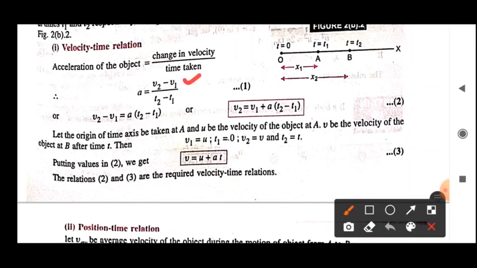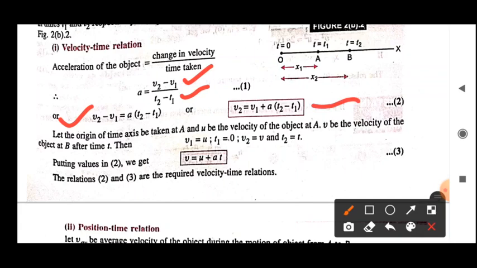So this will be the change in velocity, v2 minus v1, and the time taken. If the time at B is t2 and at A is t1, then t2 minus t1 will be the time taken. From here you can write v2 minus v1 is equal to A times (t2 minus t1), or you can write v2 is equal to v1 plus A times (t2 minus t1).